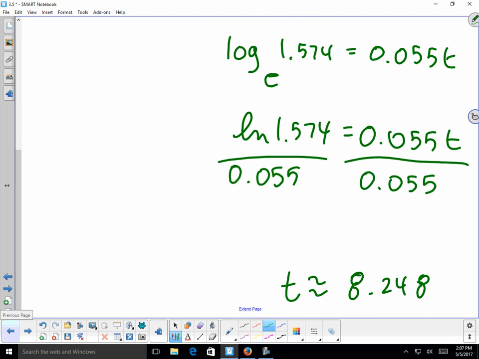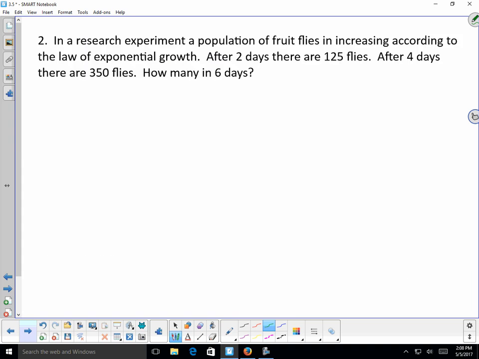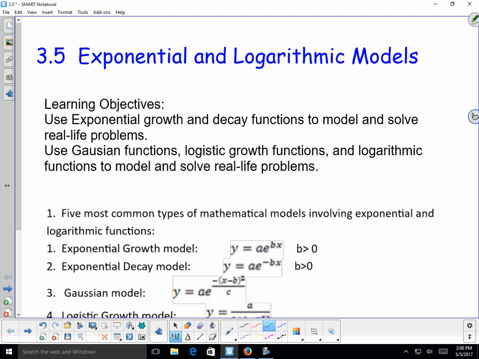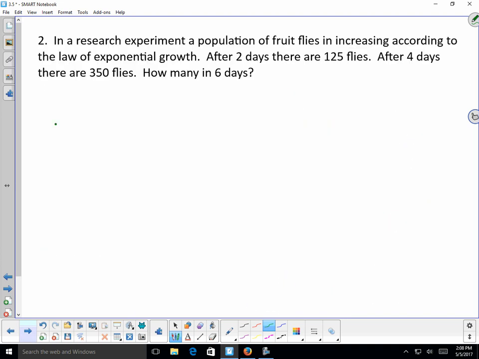So for this next one, if you're not given a growth model, let's look at number 2. It says in a research experiment, a population of fruit flies is increasing according to the law of exponential growth. After 2 days, there are 125 flies. After 4 days, there are 350 flies. So how many will there be in 6 days? We know that the law of exponential growth means we are following this model here, y equals a times e raised to the bx. So I'm going to write y equals a times e to the bx.